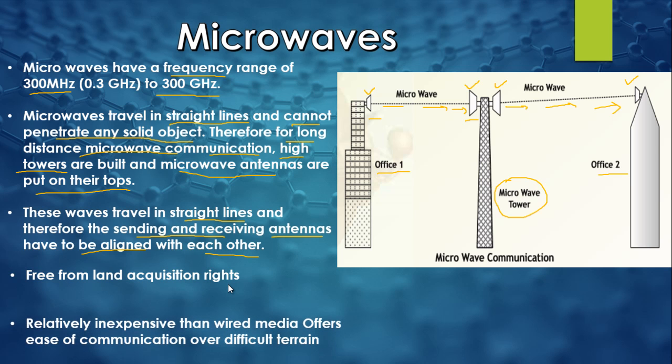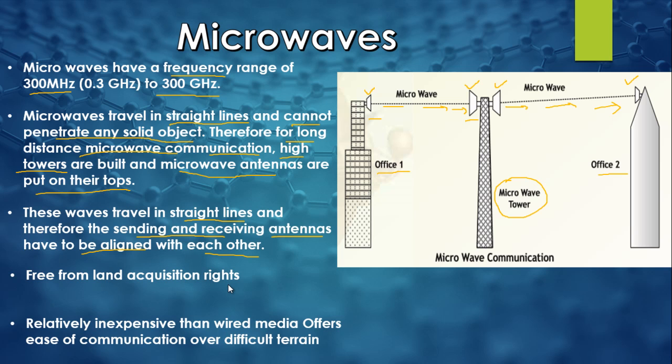And the last one is that it is relatively inexpensive compared to wired media and offers ease of communication over difficult terrains. So it is basically inexpensive compared to the other wired media which we have discussed in the previous lecture. And the next point is ease of communication over difficult terrains. Where there is a problem in setting the wired cable, in those situations these microwaves, that is the wireless medium, are most suitable.